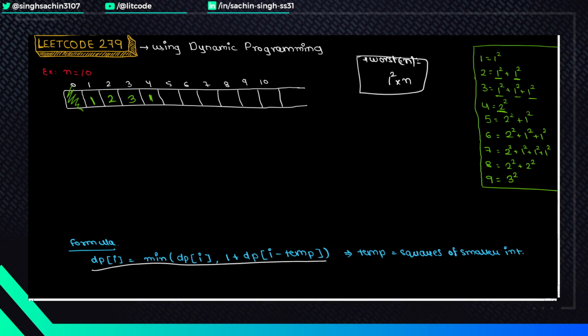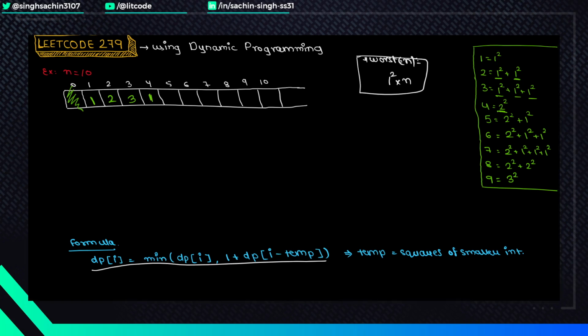Okay, now we have 5. 5 is what? 4 plus 1. Oh sorry, 2 square plus 1 square, right? This is the solution. Basically this is the possible way. So we will have two operations for this.